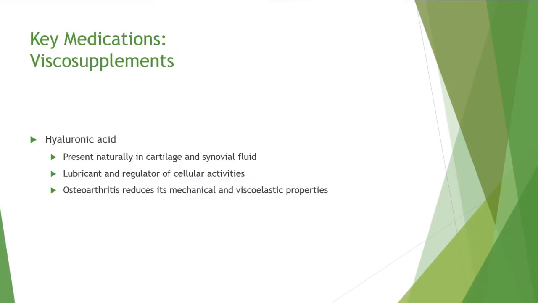Well, continuing on some of the other key medications that are usually injected, we have hyaluronic acid, which is a viscous supplement. It's present naturally in cartilage and synovial fluid. So this is a substance that is, like the glucocorticoids in a way, also present in the body, but they are added. This is an endogenous substance, and what it does is that it usually lubricates and regulates the cellular activities in the articulation. And the thing is that in osteoarthritis, you have a reduction of its mechanical and viscoelastic properties. So they have reasoned, well, then we can inject more of it and see what happens. And it has really had very good effects. So this is one of the substances that's used.